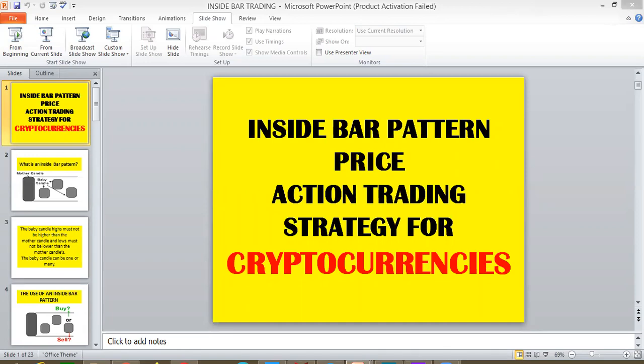On today's episode, we'll be looking at the inside bar price action trading strategy for cryptocurrencies. Actually, this very trading pattern is not only for cryptocurrencies. It works on stocks, it works on futures, it works on volatility and all that. But I limited it to cryptocurrencies because my channel actually handles cryptocurrency.